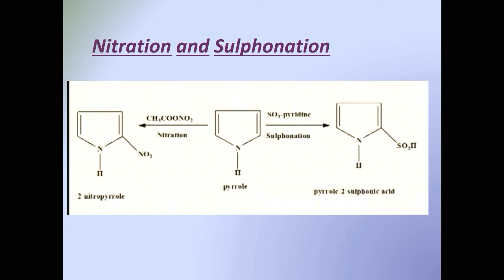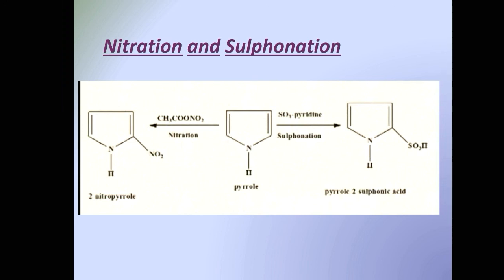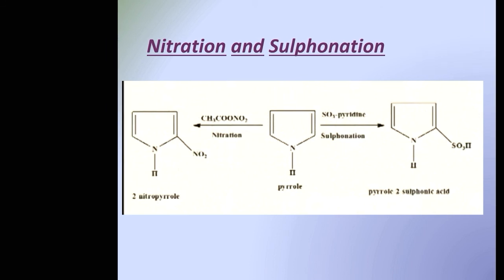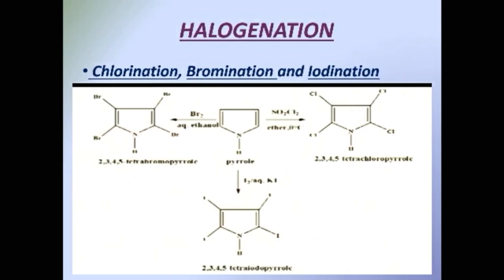And on the right side there is the sulfonation. Here the pyrrole is treated with sulfur trioxide in pyridine at about 90 to 100 degrees Celsius to form 2-pyrrole sulfonic acid. Then we will go to the next reaction, that is the halogenation reaction, which includes chlorination, bromination and iodination. First we will see the chlorination reaction.